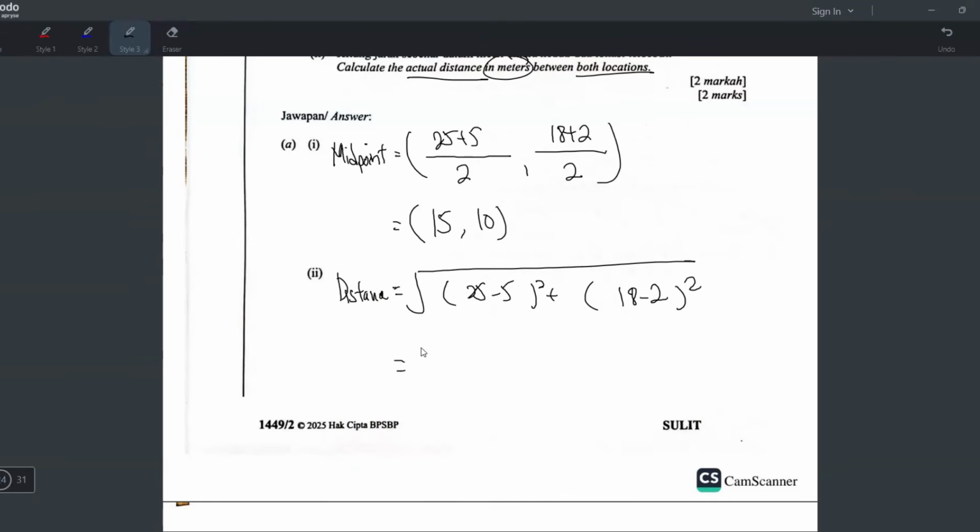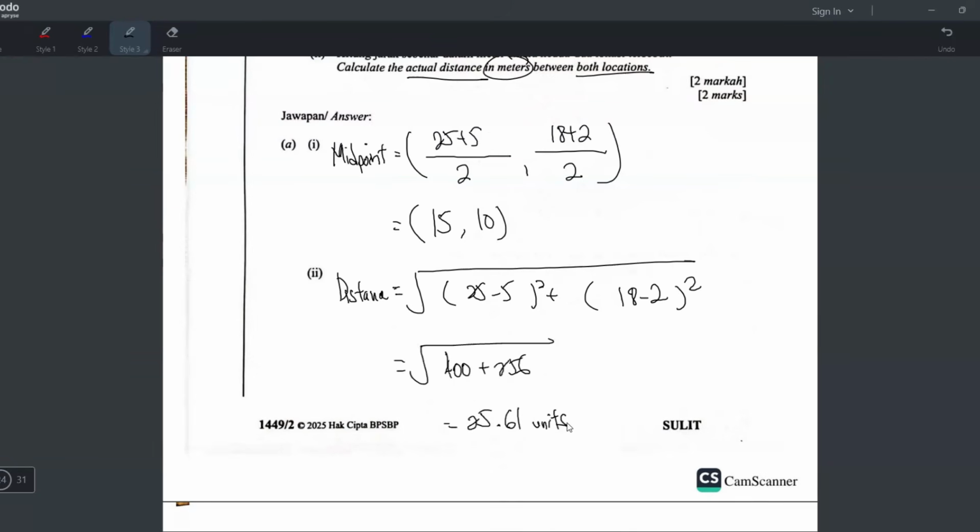Alright. Let's do this. Square root of 25 minus 5, 20 squared is 400. And then 18 minus 2, 16 squared is 256. So let's press square root 656. Okay, I know 656 is not a perfect square, but you can write it in decimal. Writing in decimal is better. So it's 25.6124 and so on. Okay, I will just write 4 significant figures. So it's 25.61 units. Also I can't change it to a fraction, so it's okay, I'll just write it like this, 25.61 units.